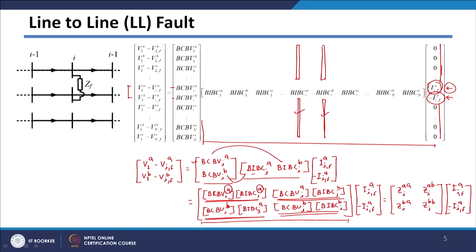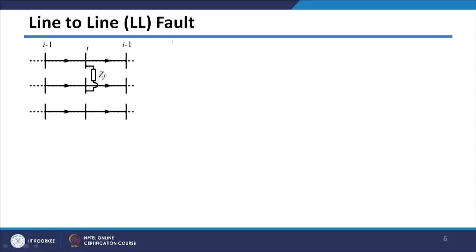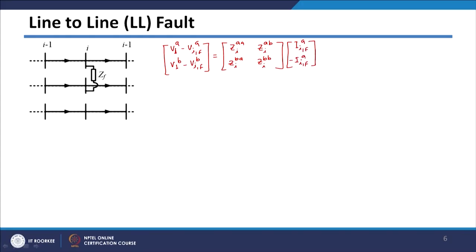Now, let us take these equations on the next slide. So we have these two equations: V1A minus the post-fault voltage of A phase, and V1B minus the post-fault voltage of B phase, which is equal to the matrix we have divided into 4 parts, that is ZIAA, ZIAB, ZIBA, ZIBB, and we have seen it is getting multiplied with the fault current in A phase and the fault current in B phase, which is opposite of A.